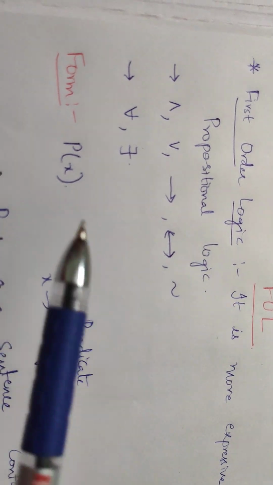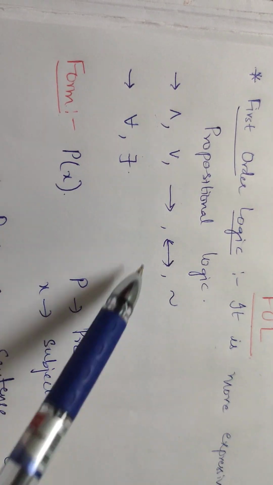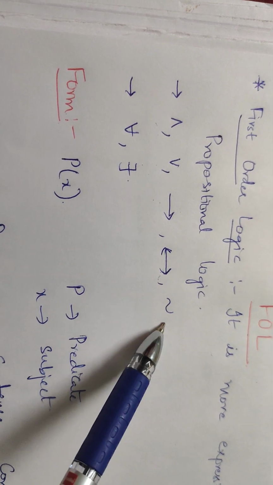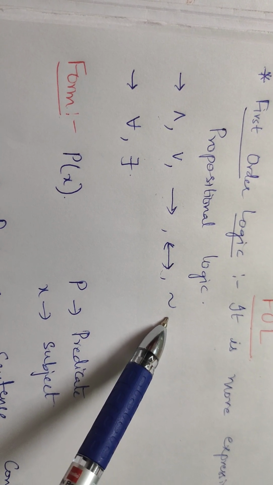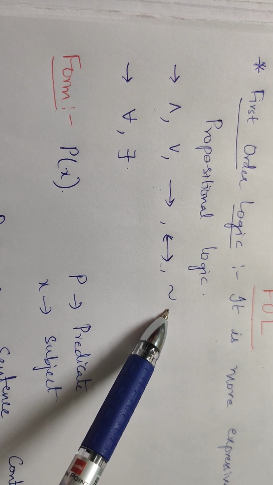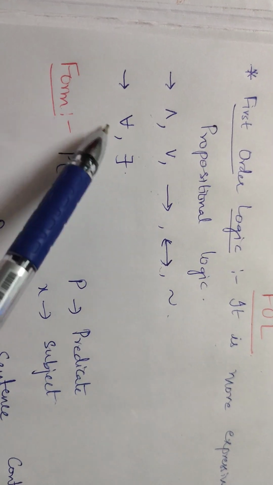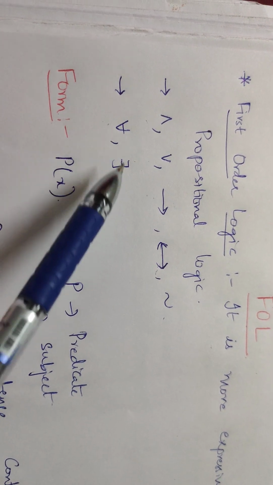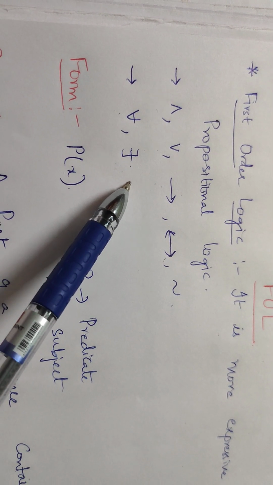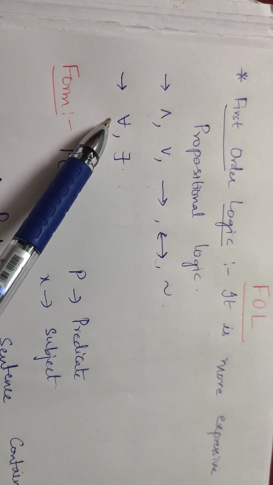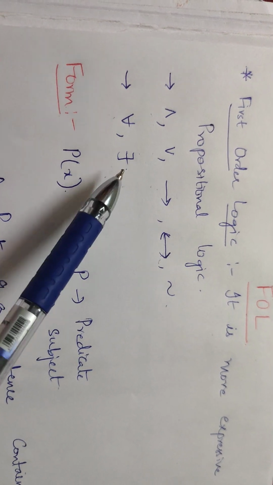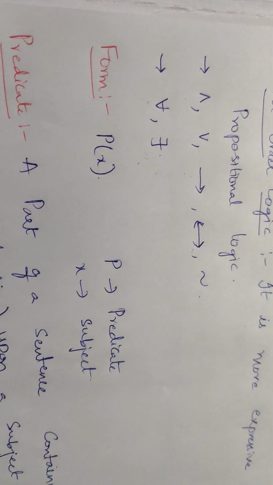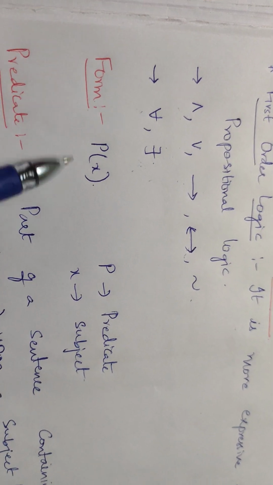Now let us discuss FOL, first order logic, which is more expressive than propositional logic. We have these operators: conjunction, disjunction, implication, bi-implication, and negation. We will be applying these operations upon the logic, and we have two quantifiers, the universal quantifier and the existential quantifier. The universal one is applicable for all, and the existential one is for some or only a few. Let us see how it is defined or denoted.